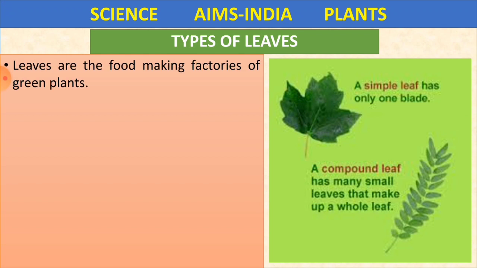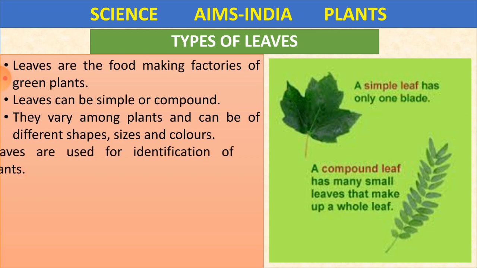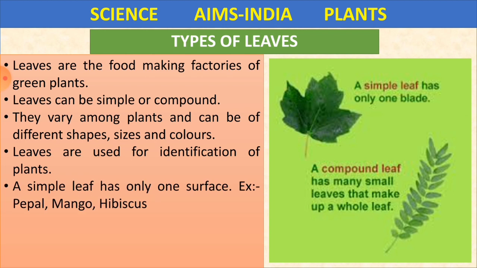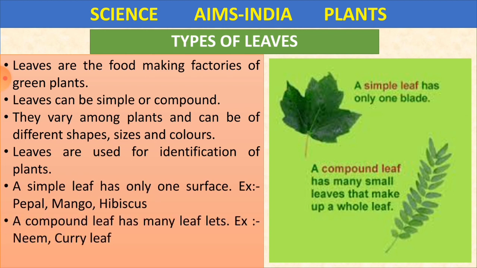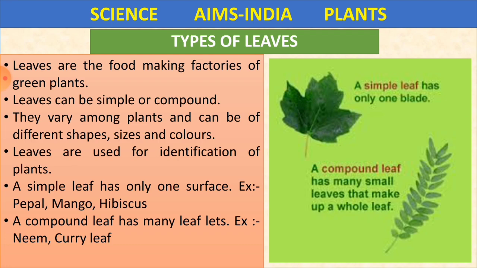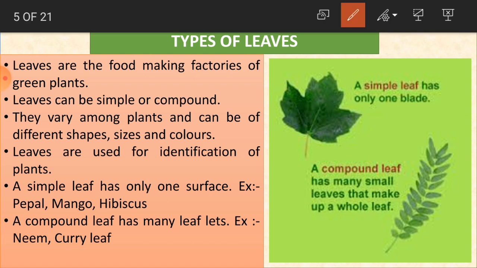As we have types of flowers and types of plants, we also have different types of leaves. Leaves are the food making factories of green plants. Yes, obviously they make food, as we said. Leaves can be simple or compound.